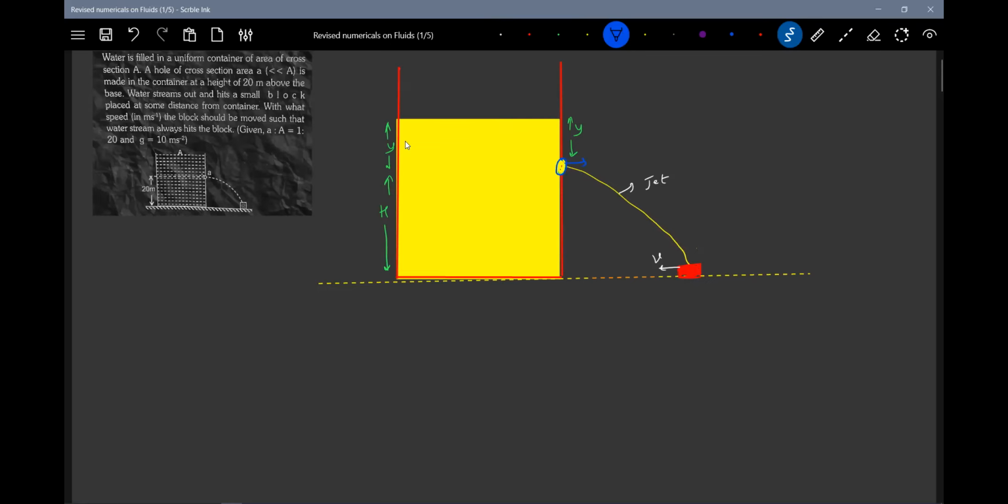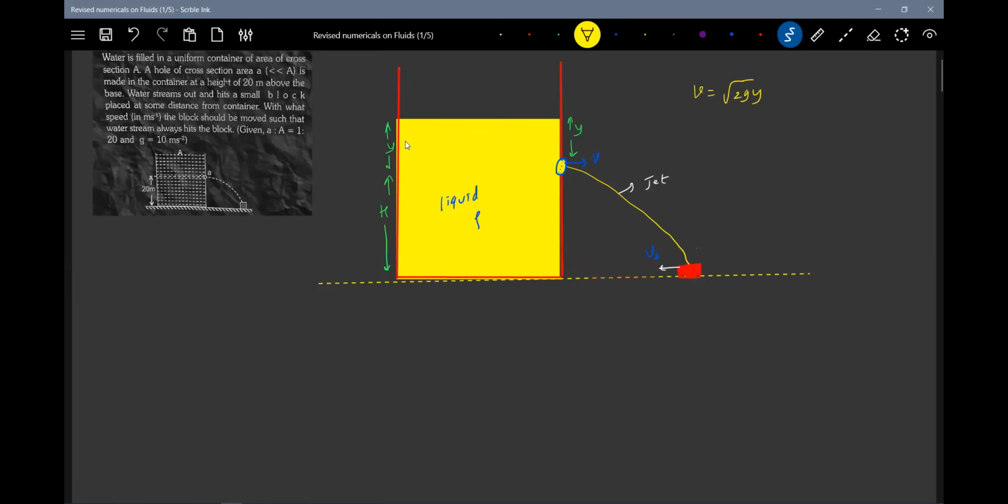The velocity of the block I will write as VB, and the velocity of efflux, let it be V. If you can think this much, I think you're in a better position. There's a liquid of density rho, or the water. Okay, let's write the equation. What is the velocity of efflux? Root of 2gy, that is.